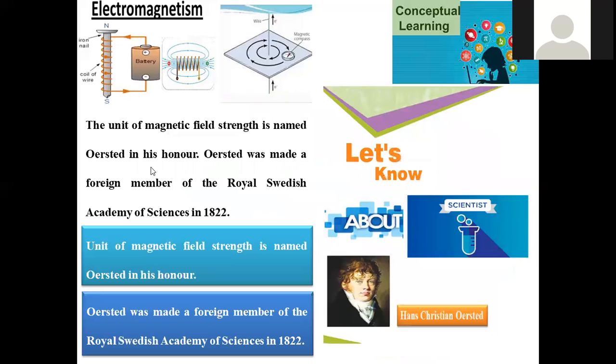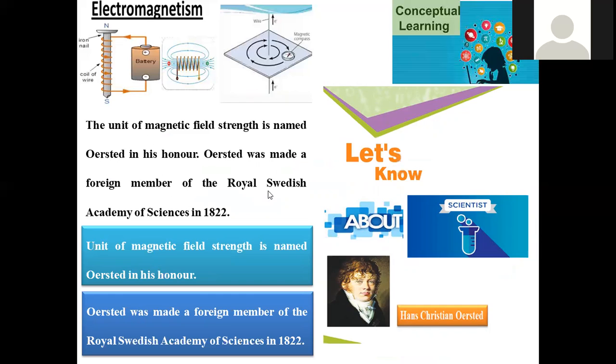The unit of magnetic field strength is named after Oersted in his honor, because he made an extensive study of the magnetic field. That's the reason magnetic field strength is measured in his name. So his name was kept for magnetic field strength, which is measured in Oersted.